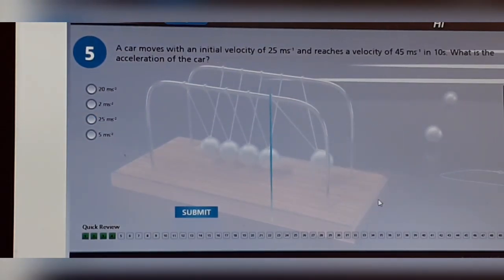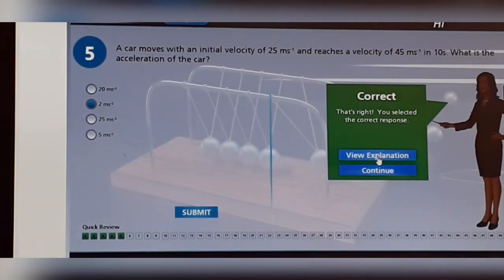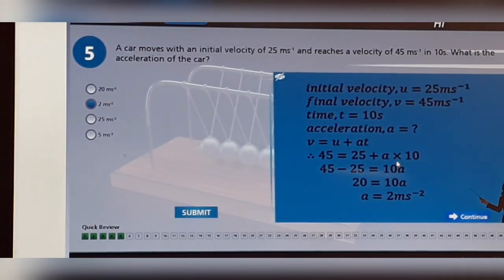Alright, for question 5, a car moves with an initial velocity of 25 meters per second and reaches a velocity of 45 meters per second in 10 seconds. What is the acceleration of the car? Now, we need to bring out our parameters, okay? Bringing out our parameters enables us to know what exact formula to use. From the question, the initial velocity here is 25 meters per second. The final velocity is 45 meters per second. And the time taken is 10 seconds.